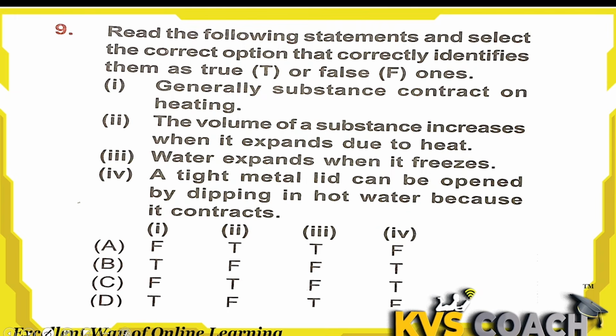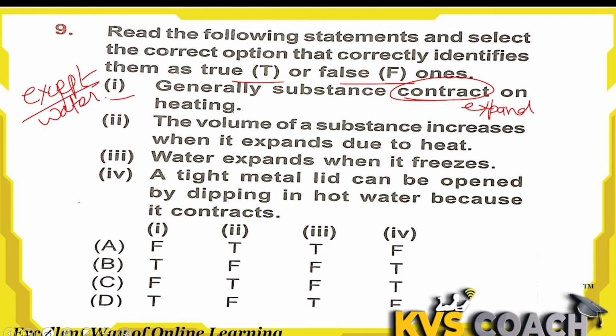Next is: read the following statements and select the correct option that correctly identifies them as true and false. 1. Generally substances contract on heating. No. When we generally heat any substance, it will expand, not contract. And this is the specific property of metal, that when we heat them, they expand. Fire alarm is also based on this property of metal. Except water. This is the general property of any substance that they expand on heating.